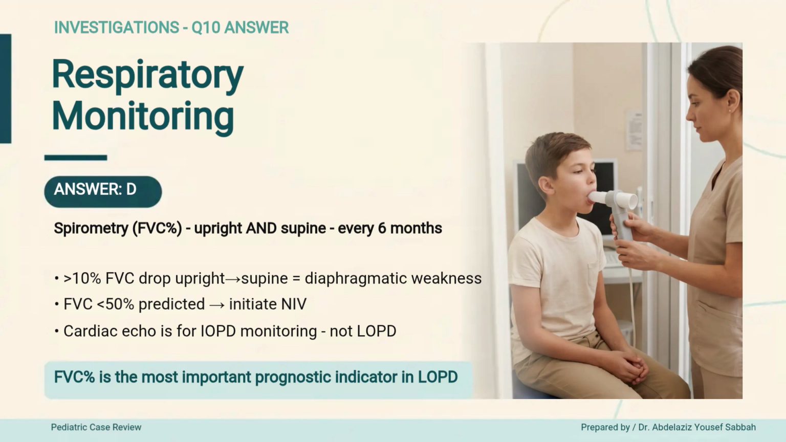Cardiac echocardiography is mainly for monitoring infantile onset disease, not the late onset form. Forced vital capacity % is the single most important prognostic indicator in late-onset Pompe disease.